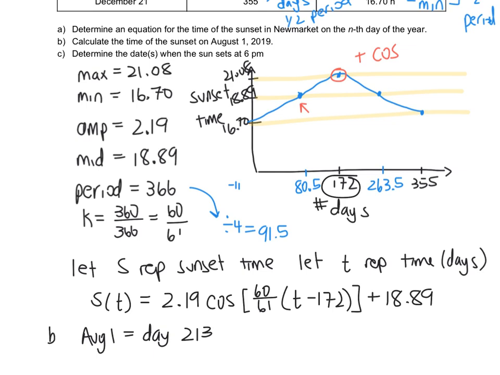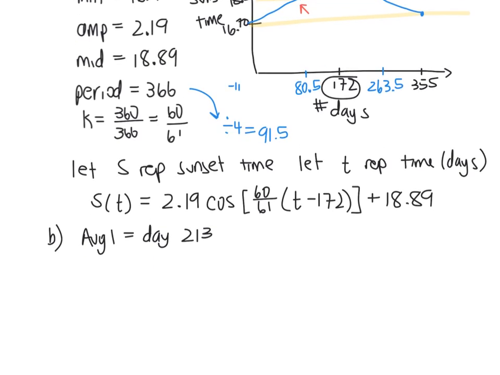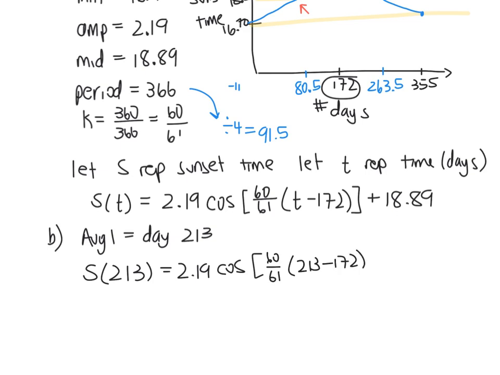213. So if I am given the day, or the time in this case, then I can plug it into my equation and then see what I get. That is exactly what I'm going to do. So using function notation, I'm replacing T with 213. So I'm doing S at 213 equals 2.19 cos of 60 over 61 times 213 subtract 172 plus 18.89.